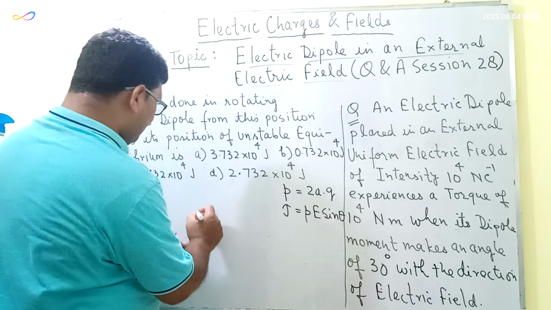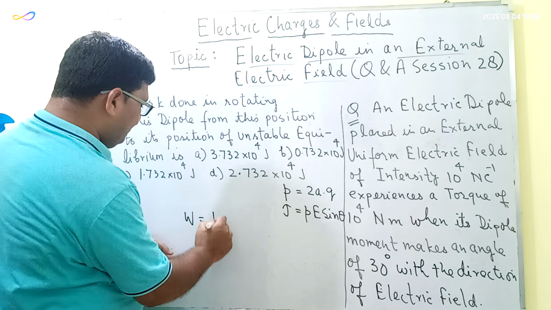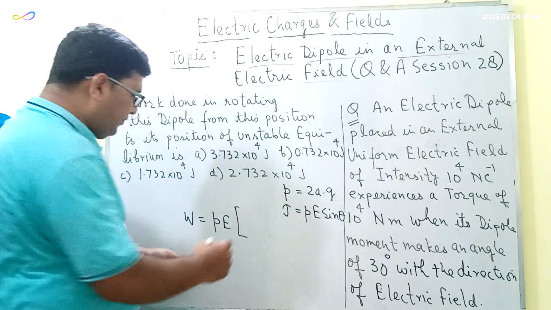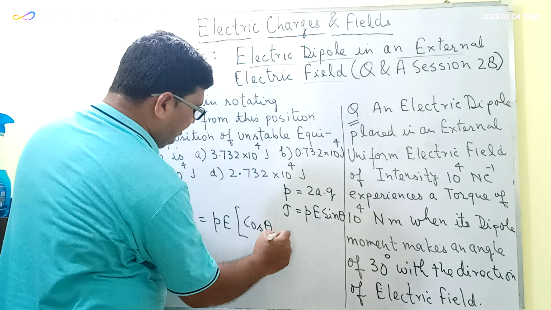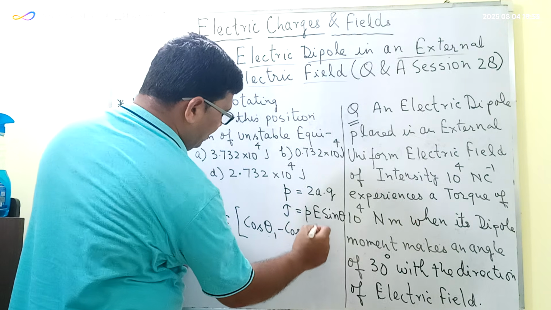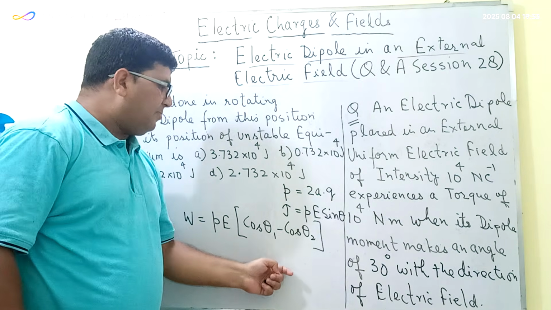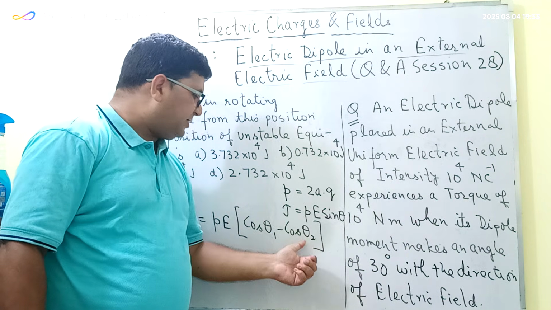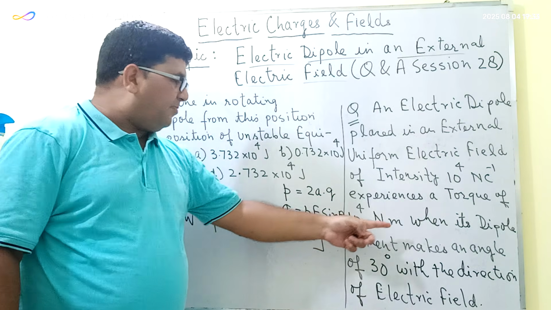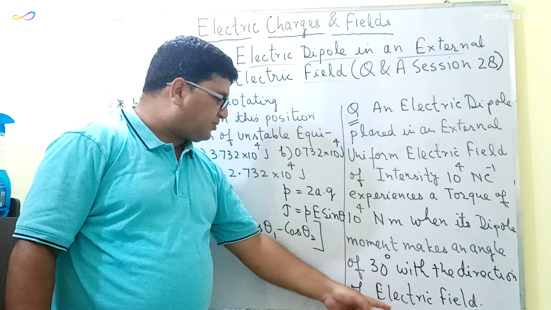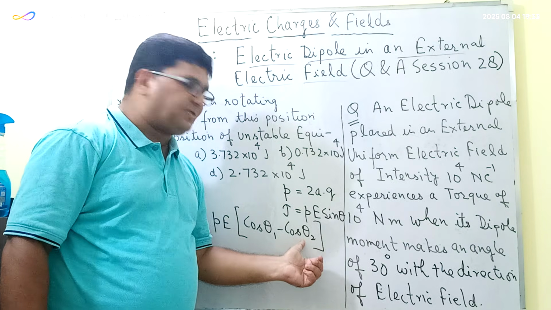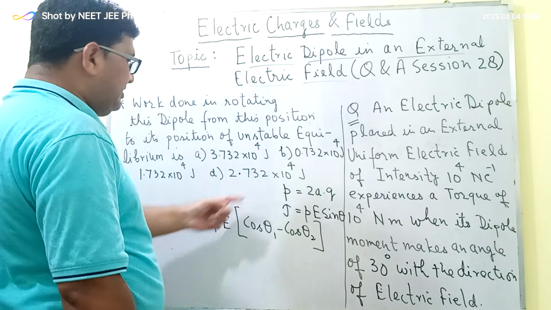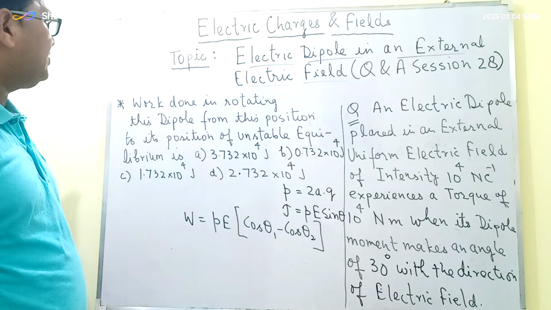And the third important formula was the work done in rotating a dipole when it is placed in a uniform electric field, which is equal to pE (cos theta 1 minus cos theta 2). Here theta 1 is the initial angle between the direction of the dipole moment and the direction of the electric field, and theta 2 is the final angle between them. So this theta 2 is basically the angle after the rotation of the dipole. From these three important formulas, we can easily find this work done.